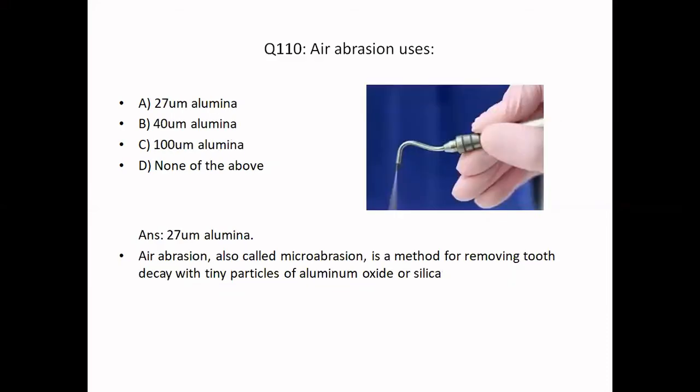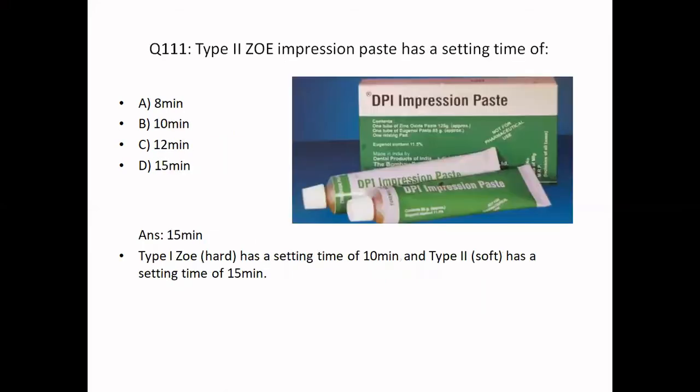Now, air abrasion uses 27 microns alumina, 40 microns alumina, 100 microns alumina, or none of the above. Now, for the commonly used aluminum particles, air abrasion or microabrasion technology is a method of removing decay with tiny particles of aluminum oxide or silica. Commonly what we use is 27 micron alumina, but yes, when you're trying to remove a cement or something from the crown portion, you can also use 40 micron alumina particles.